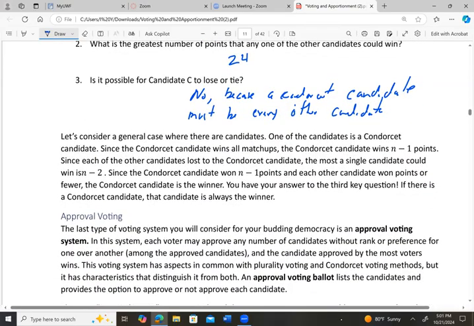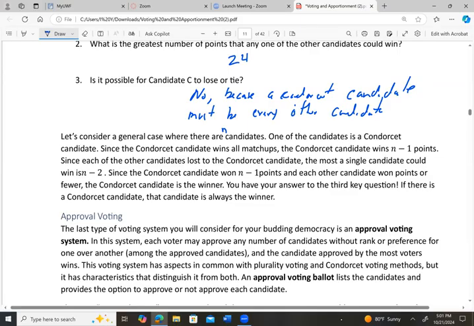So let's consider the general case where there are n candidates. One of the candidates is a Condorcet candidate. Since the Condorcet candidate wins all matchups, the Condorcet candidate wins n minus 1 points. Since each of the other candidates lost to the Condorcet candidate, the most a single candidate would win would be n minus 2. Since the Condorcet candidate won n minus 1 points, and each other candidate won n minus 2 points or fewer, the Condorcet candidate is the winner.